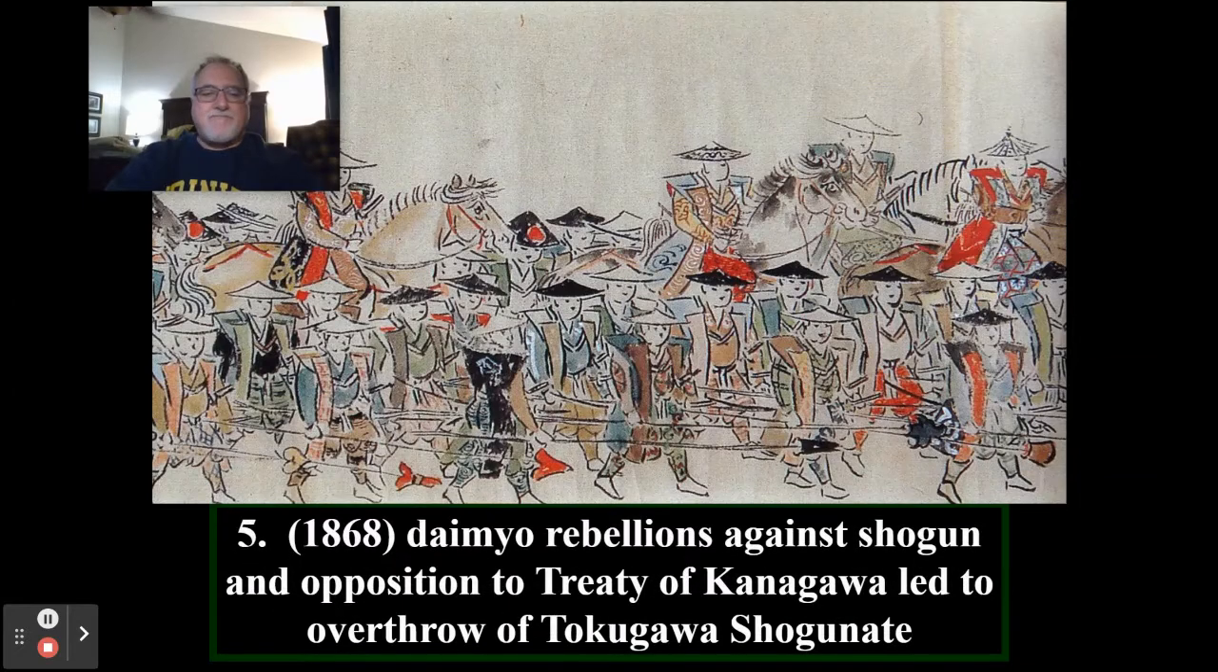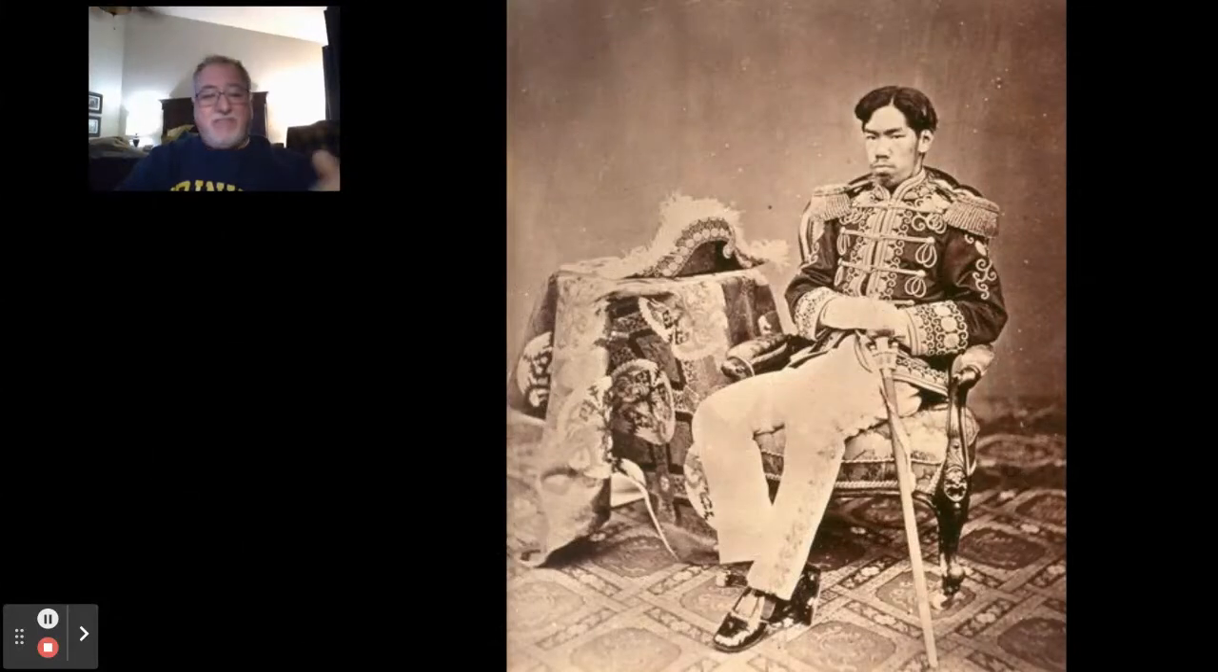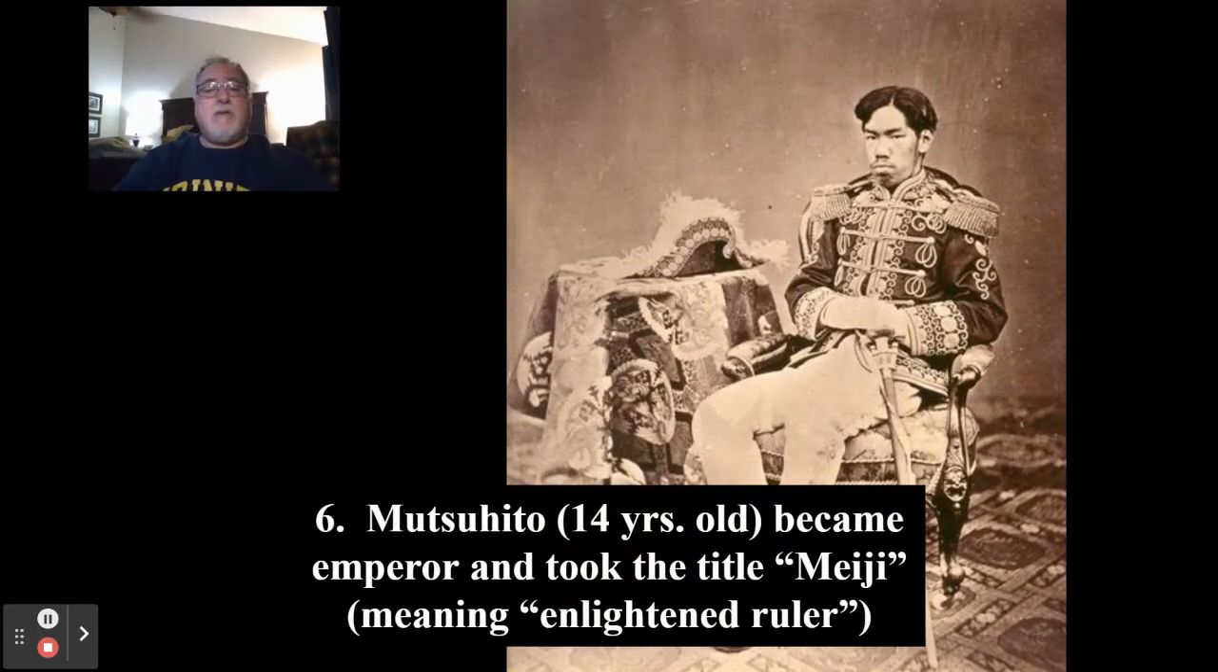All right, now that deal with Matthew Perry, coupled with the daimyo rebellions against the shogun that we spoke of at the beginning of the presentation, led to the Tokugawa shogunate being overthrown. So those two things just spelled the end, and now there's going to be a new sheriff in town. And this is that sheriff.